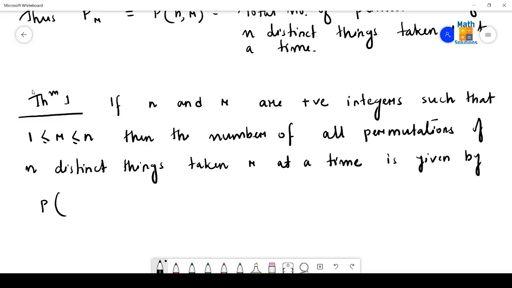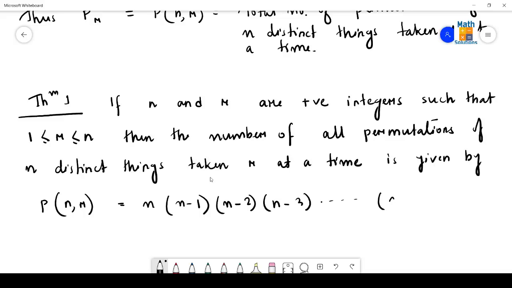capital P n r. This stands for what? Permutation of n selected r at a time is equal to n into n minus 1, sorry, it should be cancelled out, n minus 1 into n minus 2, then after n minus 3, it will be going on up to n minus r minus 1 whole.